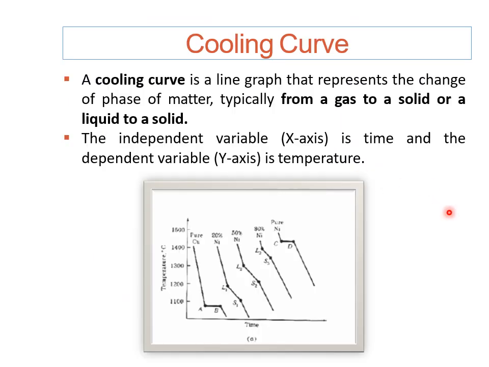So next is the cooling curve. A cooling curve is a line graph that represents the change of phase, typically from gas to solid or from liquid to solid. So this is a cooling phase. Not all materials have the same cooling phase. Some of them could have different kinds of stagnant or curvy parts. So it depends on the variable of time, and it depends on temperature as well.